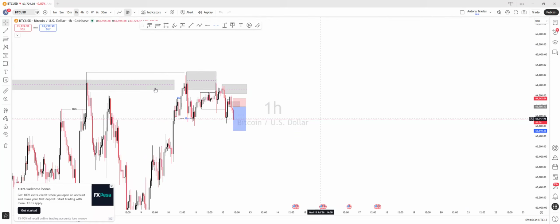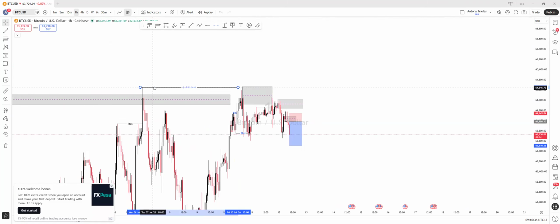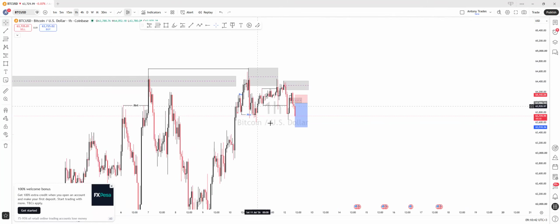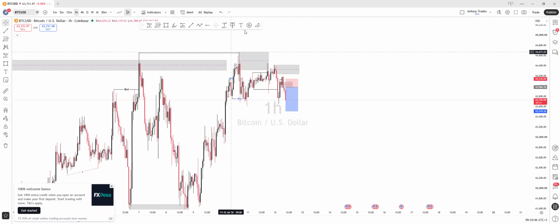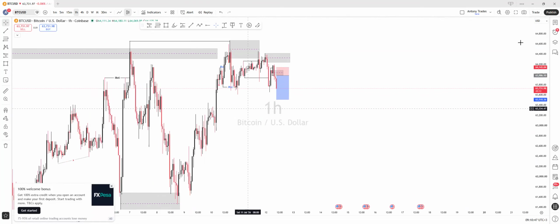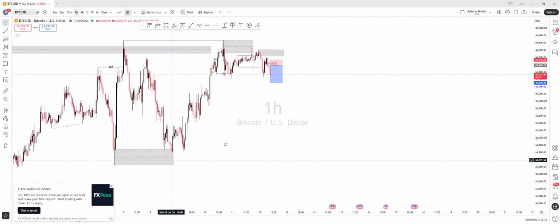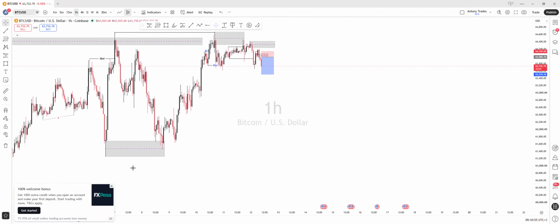So what are we seeing? Since we have swept this buy side liquidity, and we know very well, once the market sweeps the buy side liquidity, the next target will always be the sell side liquidity, which is down here. So having that in mind, we are anticipating the BTC to have that deeper pullback to the downside, at least to take out this low. Once we take out this low, then we have a strong change of character.